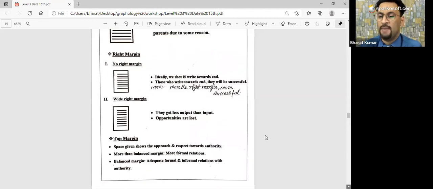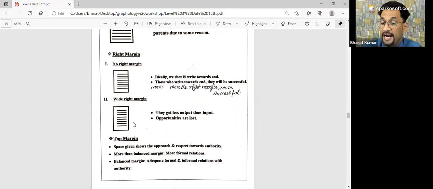Now, the right margin. Now no right space is present and perfection is there. Ideally, we should write using this pattern. Those who write towards the end will be successful. The more the right margin, the more the success.